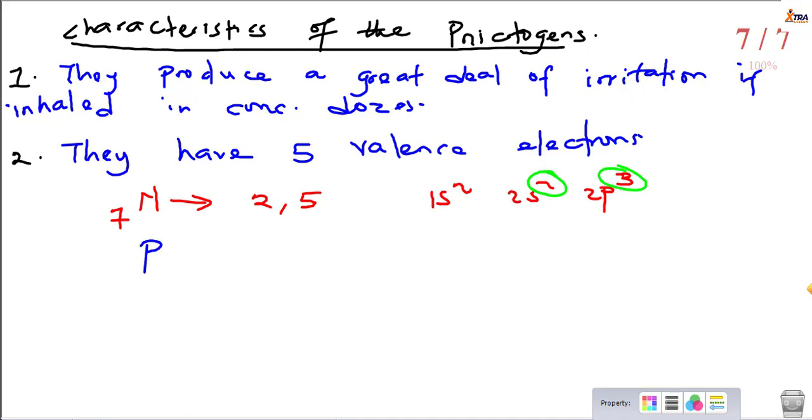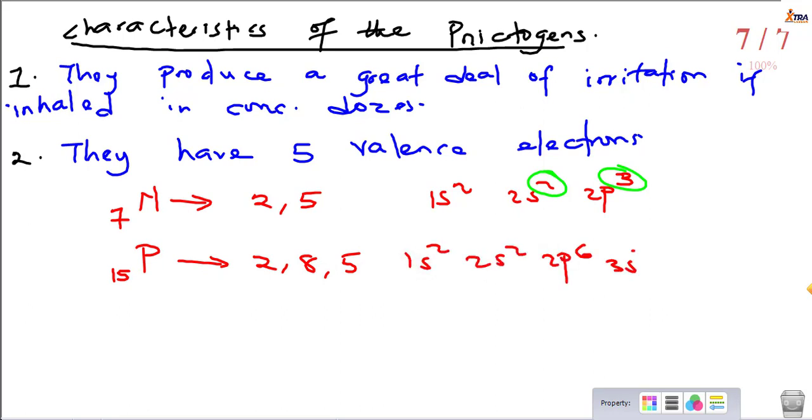Phosphorus has an atomic number of 15. So what does that mean? It also has 5 valence electrons, as you can see: 1s2, 2s2, 2p6, 3s2, and 3p3.